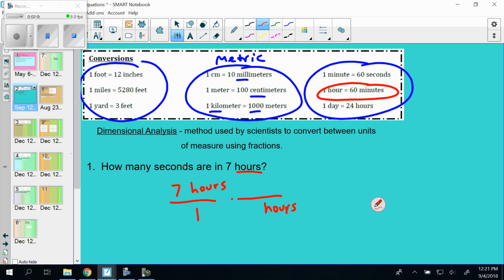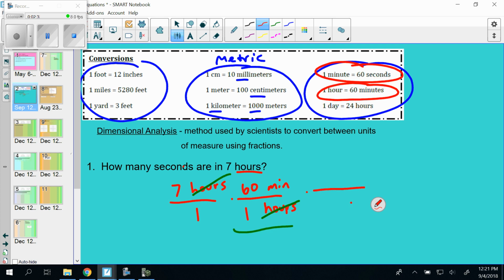So now we write down our conversion. 1 hour is the same as 60 minutes. Okay, this in itself is equal to 1 because it's the same thing, 60 minutes and 1 hour. But now what we can do is knock out our units of hours, and if we were to multiply that, we would be in minutes. But again, our goal is to get to seconds, so now let's use the second conversion of 1 minute equals 60 seconds, and we can get there.